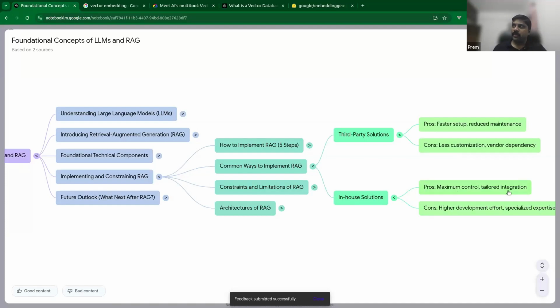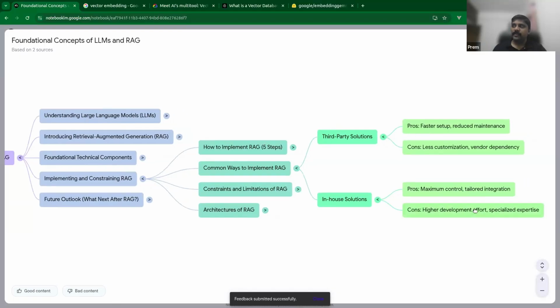In-house, you have maximum control. You can tailor it, but it has high development cost, and specialized expertise is needed, because you need to know the vector database. Somebody has to manage it. Somebody has to write queries. Somebody has to upgrade it and so on. So that is all needed.